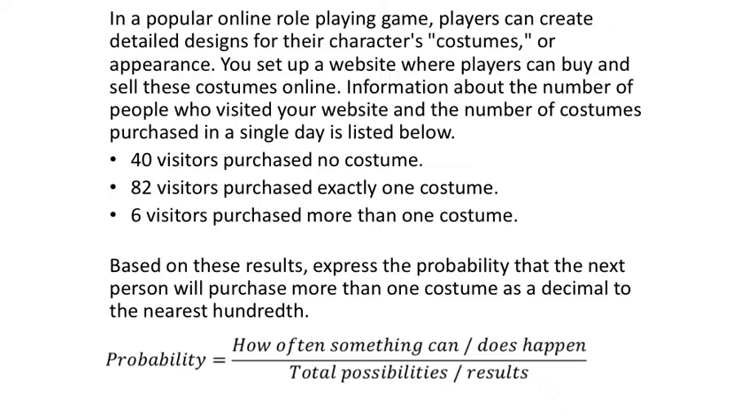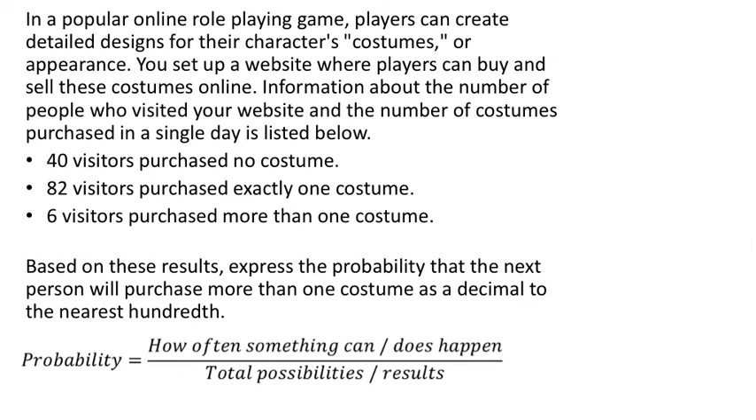82 visitors purchased exactly one costume. And then 6 visitors purchased more than one costume. Based on these results, express the probability that the next person will purchase more than one costume as a decimal to the nearest hundredth. Of course, we're going to start with our fraction. That's the way we're looking at probability to start with.